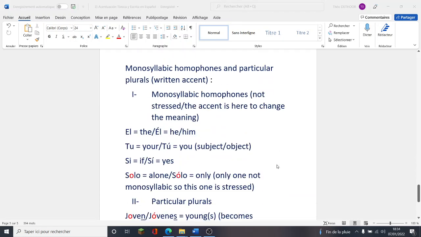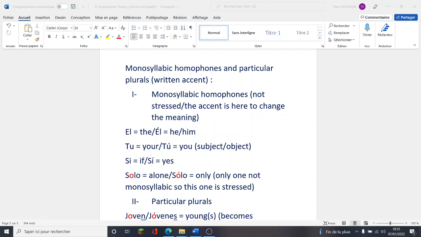Right now, let's focus on monosyllabic homophones and particular plurals with written accent. I told you at the beginning of the video that we were going to go back on monosyllabic words, and we're also going to focus on particular plurals. We also have written accent in order to change the meaning of some words, and that's the case of monosyllabic homophones.